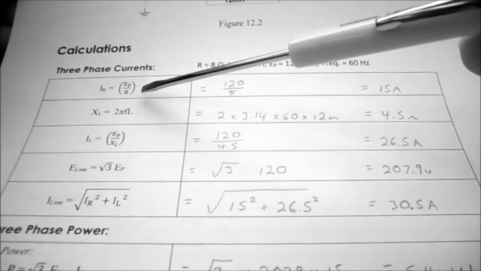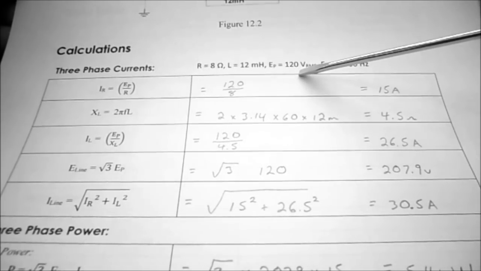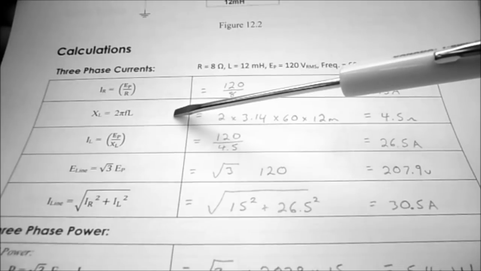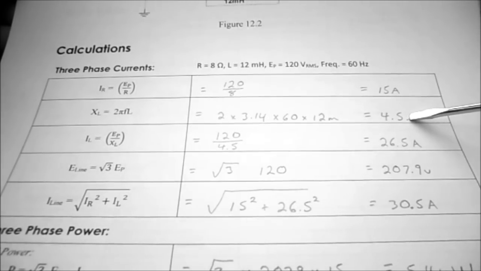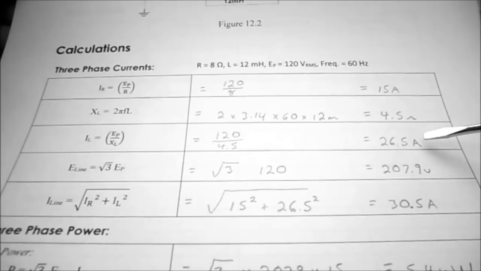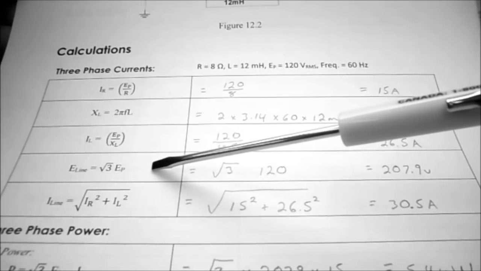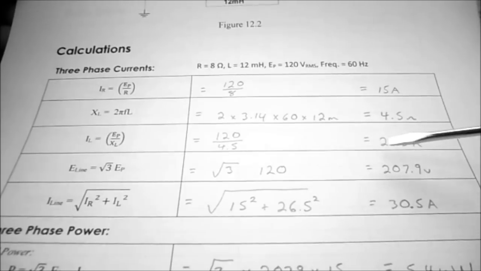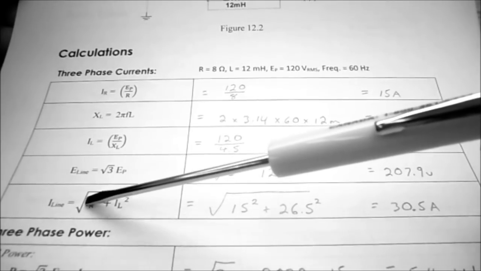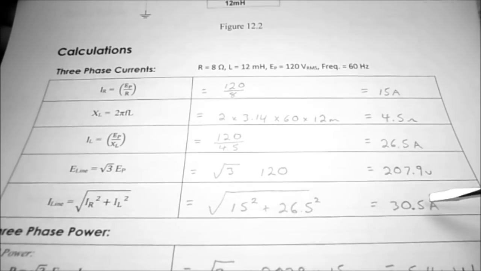These are all the formulas, so IR equals EP, or E phase over R, and E phase is 120 volts, so that works out to 15 amps. XL is 2 pi FL, and that works out to 4.5 ohms. IL is E phase divided by XL, and that works out to 26.5 amps. E line is equal to root 3 times the phase voltage, and that works out to 207.9 volts. I line is equal to the square root of IR squared plus IL squared, and that works out to 30.5 amps.